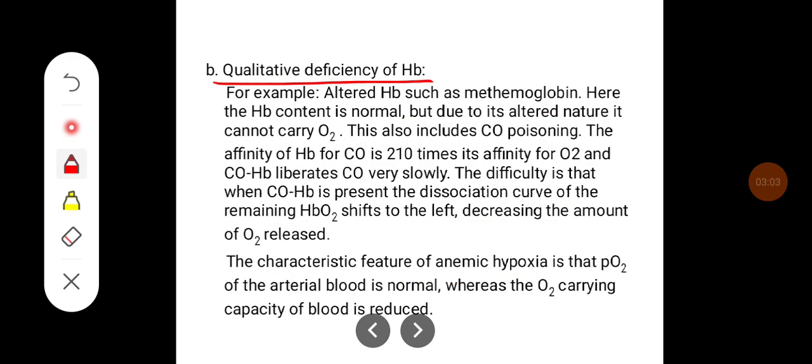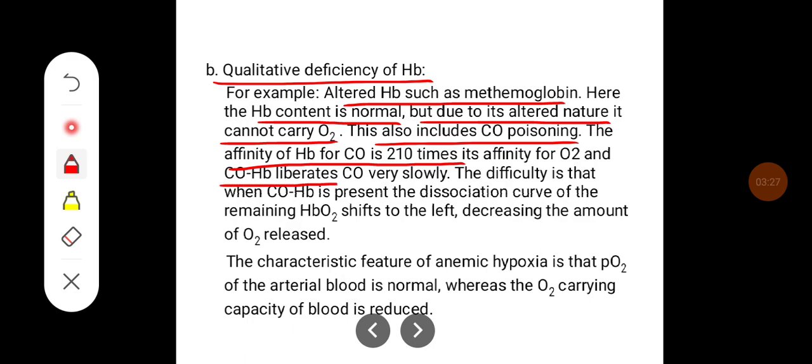The other reason is qualitative deficiency of hemoglobin. For example, altered hemoglobin such as methemoglobin. Here the hemoglobin content is normal, but due to its altered nature, it cannot carry oxygen. This also includes carbon monoxide poisoning. The affinity of hemoglobin for carbon monoxide is 210 times its affinity for oxygen, and the carbon monoxide hemoglobin liberates carbon monoxide very slowly.